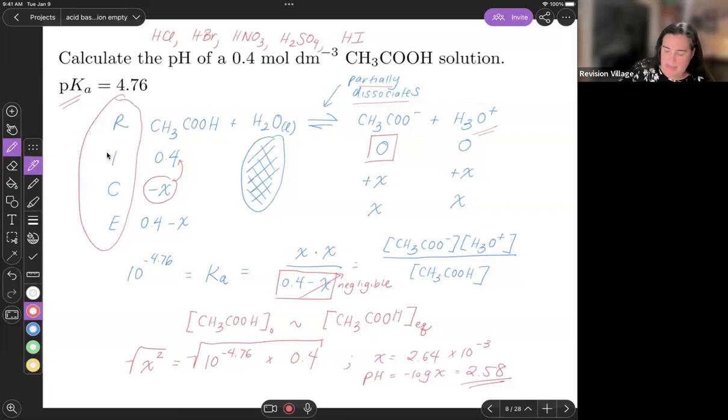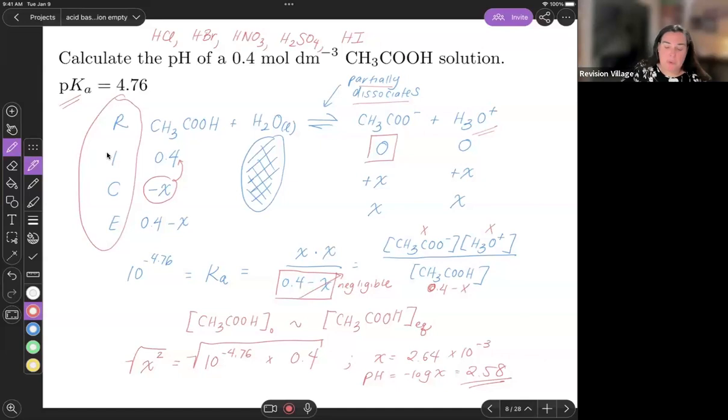The reason that we did x times x is because the equilibrium constant expression has the concentration of both products. So one x is the concentration of the base, and the other x is the concentration of the hydronium ion. And in the bottom, I have the 0.4 minus x. So I was just filling in the equilibrium constant expression. Hope that clarifies how we did it.